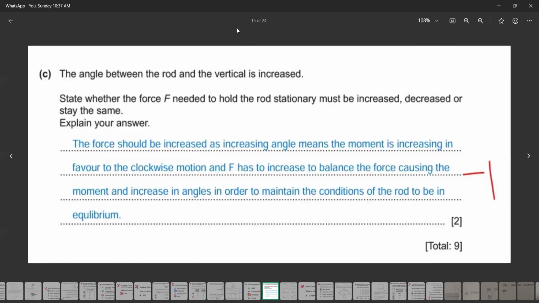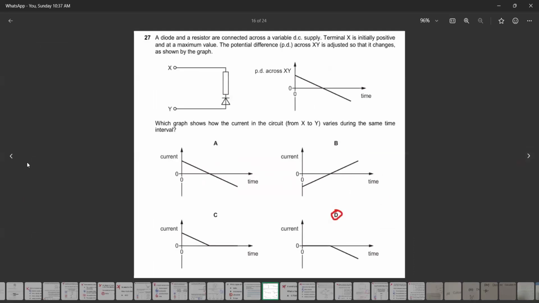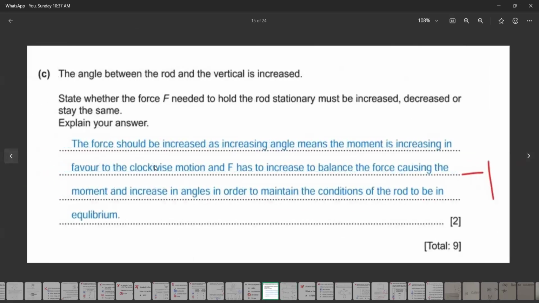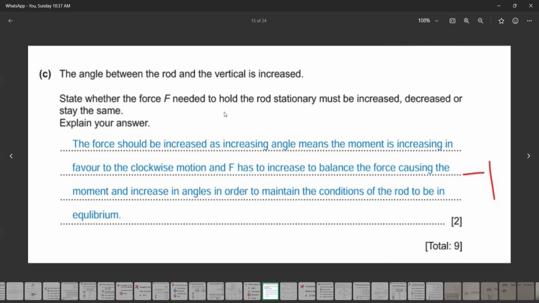The angle between the rod and the vertical is increased. State whether the force F needed to hold the rod stationary must increase, decrease, or stay the same. Where is that rod? This is only one part of the question. Send the remaining part of this question, I will discuss this.